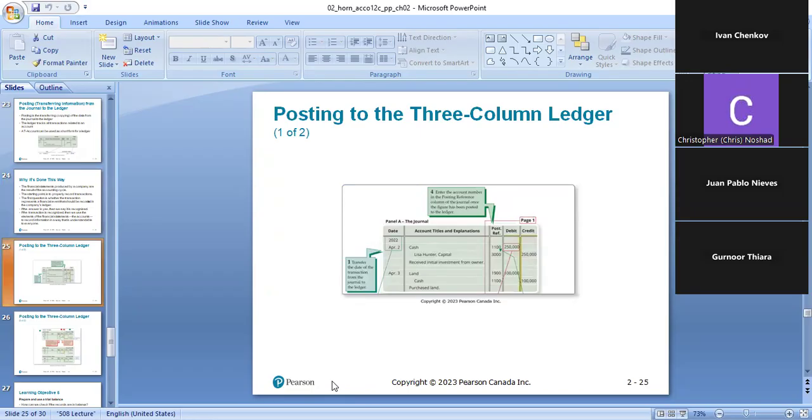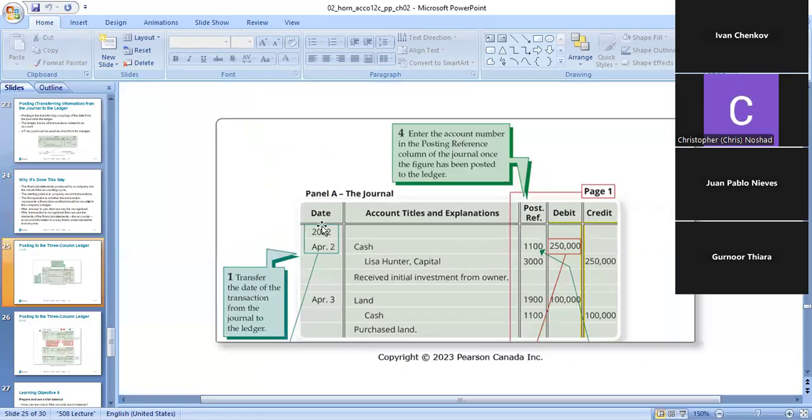So again, the posting is going to happen in the 3 columns. We're going to have those columns. Again, first is the date. Then we're going to have the account name. Then we're going to have the posting reference. Posting reference can be related to the account number. Cash is always the most liquid, so it's always going to be the lowest number, with number one starting.